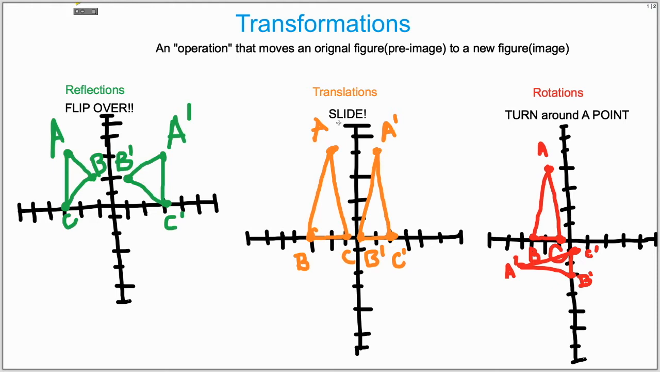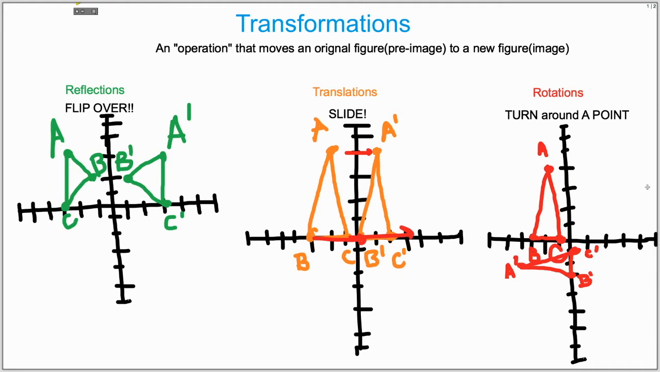Then here we have translations. A translation is a simple slide. These coordinates have just been moved, this point to this point, and this point to this point. So it's just a simple move or a simple glide. Each point is shifted or slid in the same pattern, but we'll talk about that later.